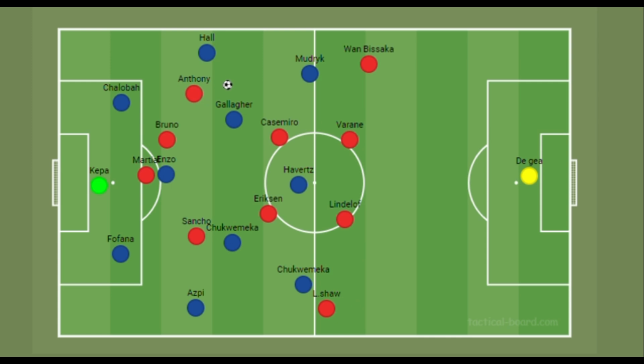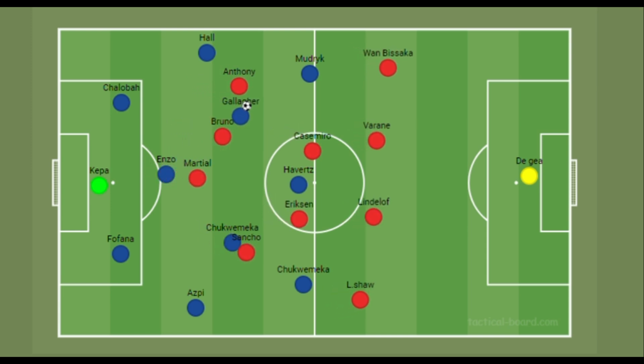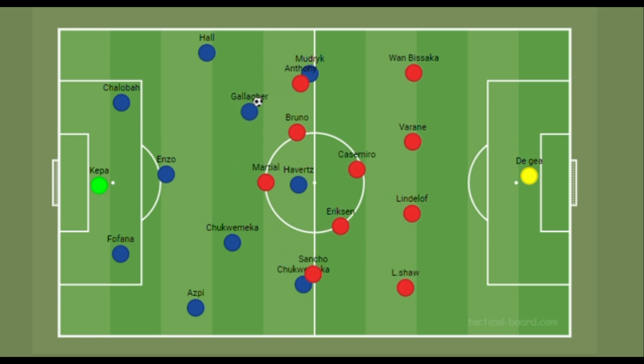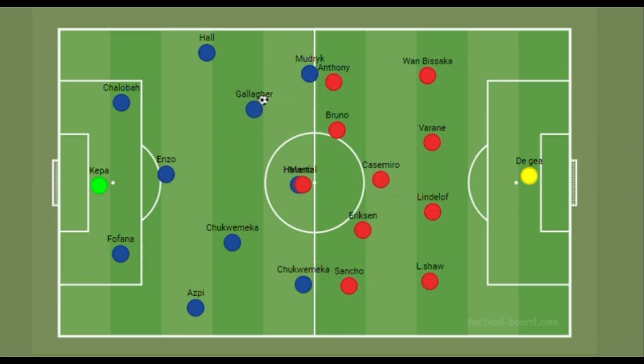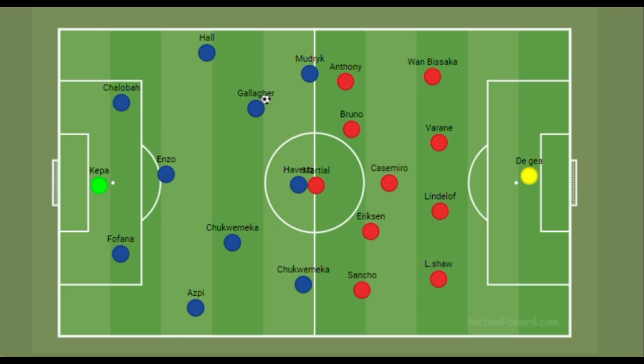Now, when the fullback received the ball, he would be looking to link up with the midfielder and push the ball forward. But in this case, when Gallagher received the ball, he was wasteful and ended up losing the ball and gave Manchester United good counter-attacking opportunities. Also, throughout the match, he kept on losing the ball in midfield and cost Chelsea.